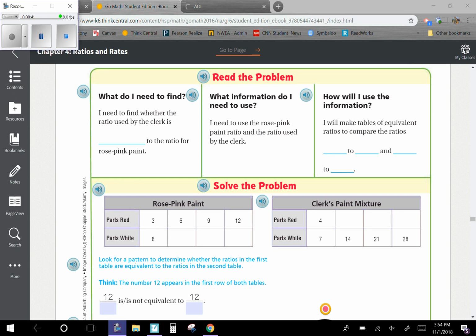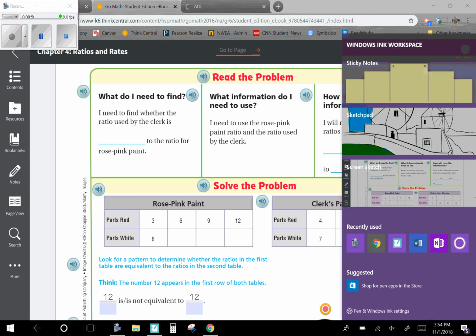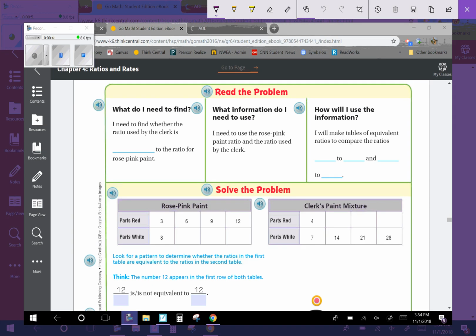First, we read the problem. What do I need to find? I need to find whether the ratio used by the clerk is equivalent to the ratio for rose pink paint. What information do I need to use? I need to use the rose pink paint ratio and the ratio used by the clerk. And how will I use the information? I will make tables of equivalent ratios to compare the ratios 3 to 8 and 4 to 7.